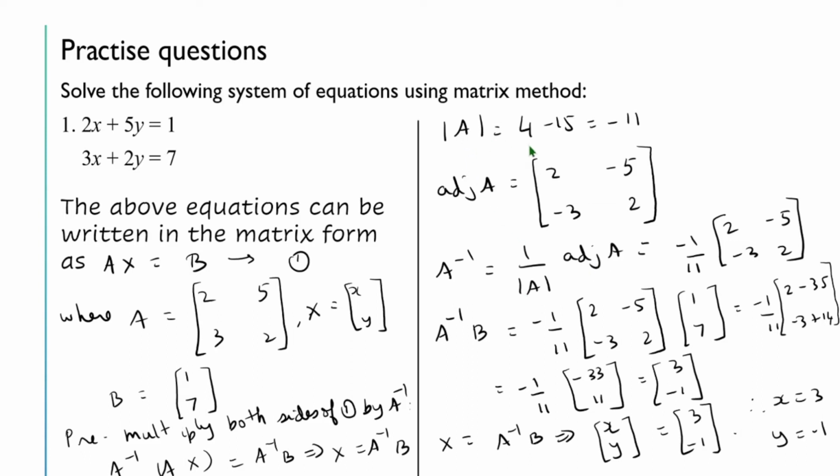So determinant of A we found, adjoint of A we found. Then A inverse is minus 1 by 11 into this matrix. Then we have to find A inverse into B and equate it to X. So A inverse into B is this matrix. When we equate this to the matrix X, we get X is equal to 3 and Y is equal to minus 1.